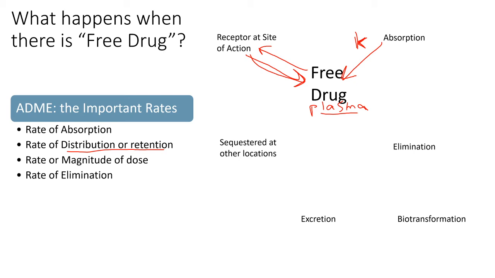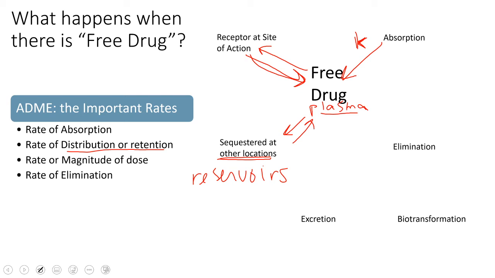Something that I forgot to mention is that free drugs can also be sequestered at other locations. An example of that is in the plasma, where it can be bound to other proteins. When it's bound to a protein like that, it is not available as a free drug. So other locations can act as reservoirs, and then when it's needed, it can pop back into the blood as a free drug.